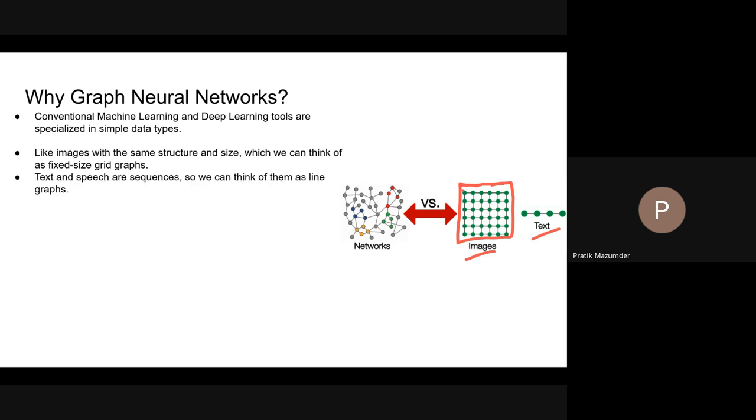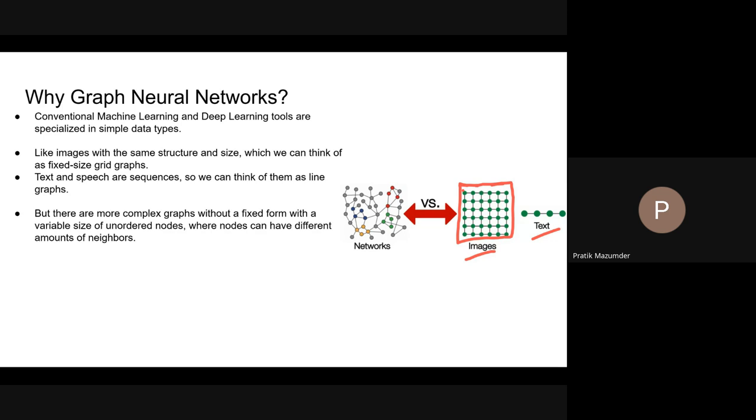In fact, even text and speech, you can consider them as sequences. In text you have a sequence of words. In speech or audio, you have a sequence of compressions and decompressions, your audio waves. You can still consider them as some sort of line graph, and then model them using some sort of network. You can use your standard neural networks, even though they may be slightly modified versions, for your text and speech data as well. And similarly, you can use neural networks for your images as well.